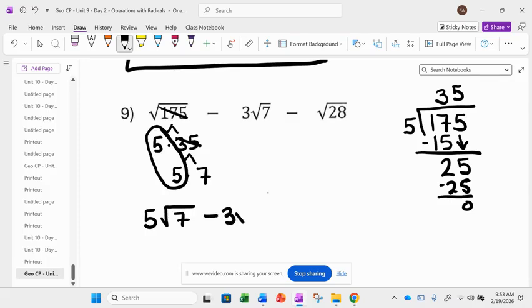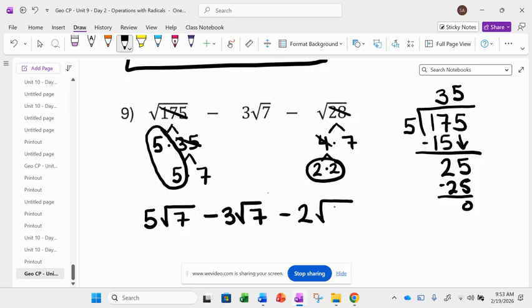I'm going to bring down the negative 3 root 7. Can I break down the 28? I sure can. Noah, could you break down the 28 for me? Perfect. And then the 4 becomes 2 and 2. So whatever I circle is coming on the outside one time. So the 2's coming on the outside and then 7's left inside.